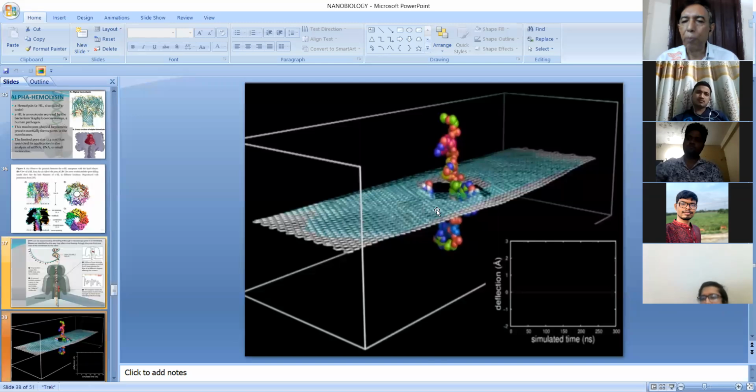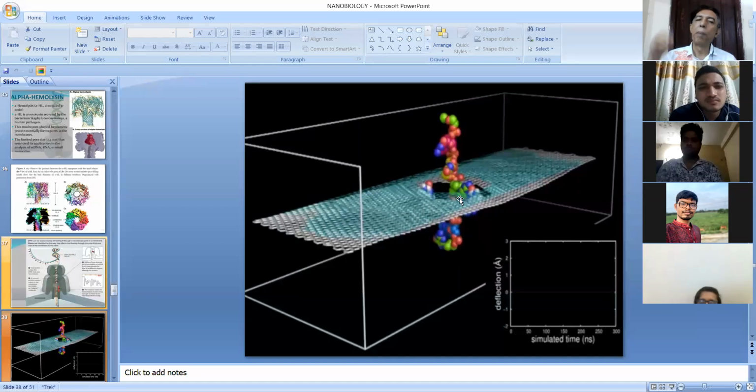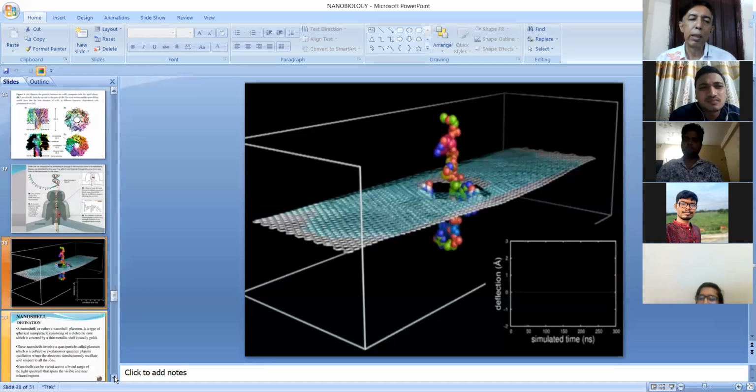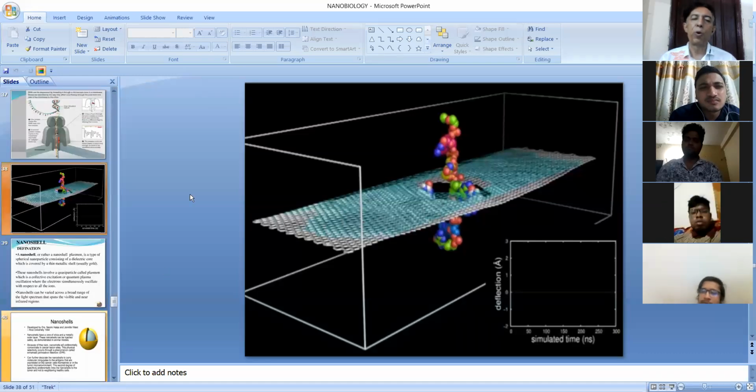You see, the pore is like that, and the DNA is going through this nanopore. And if you pass current with this, the current will face obstacles by the bases, and you'll see a spectrum. This is the nanopore.